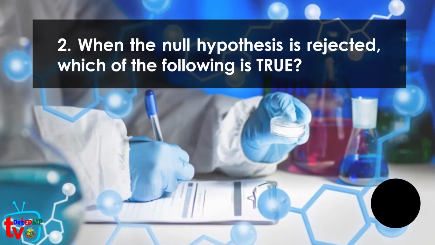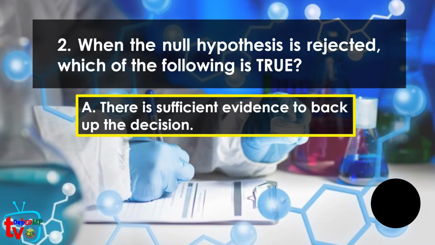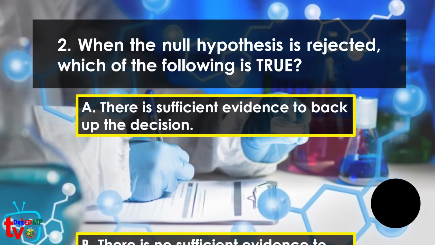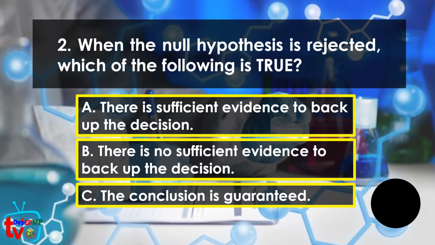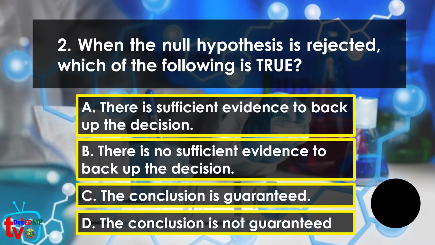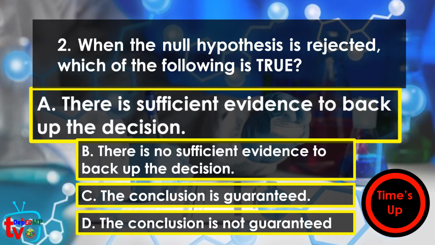Number 2. When the null hypothesis is rejected, which of the following is true? Letter A. There is sufficient evidence to back up the decision. Letter B. There is no sufficient evidence to back up the decision. Letter C. The conclusion is guaranteed. And letter D. The conclusion is not guaranteed. Time is up, and the answer is letter A.